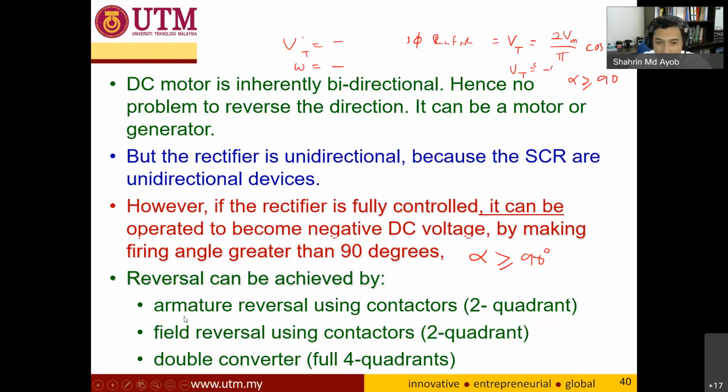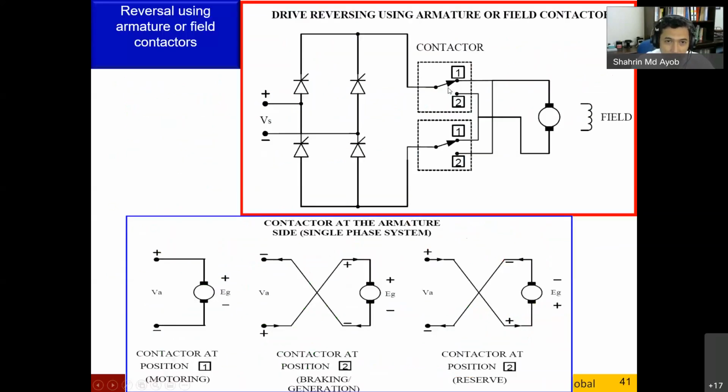So let's see the example of armature reversal using contactors. This is the circuit. Your alpha is maintained, for example, at 60 degrees. You don't want to make your alpha greater than 90 degrees because of some limitation. You know that when your alpha is 60 degrees, your output voltage will be positive, right? But how can we make your Vt become negative while maintaining alpha at 60 degrees? We are using contactors.